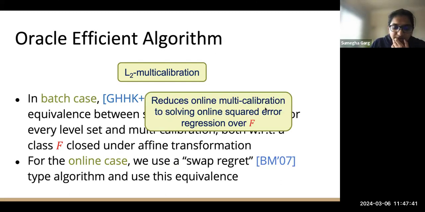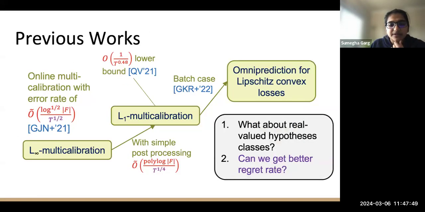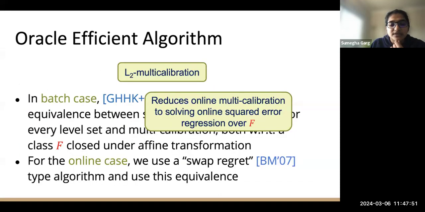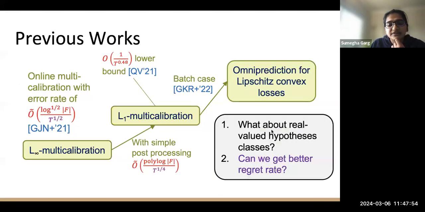Okay, so maybe we can discuss more about this in the Q&A. But the idea is that we are able to give, for real valued hypothesis classes, omni prediction where we don't have this polylog the size of F in the regret rate, but there is a dimension or Rademacher complexity here. And then the next question is, can we get better regret rates?